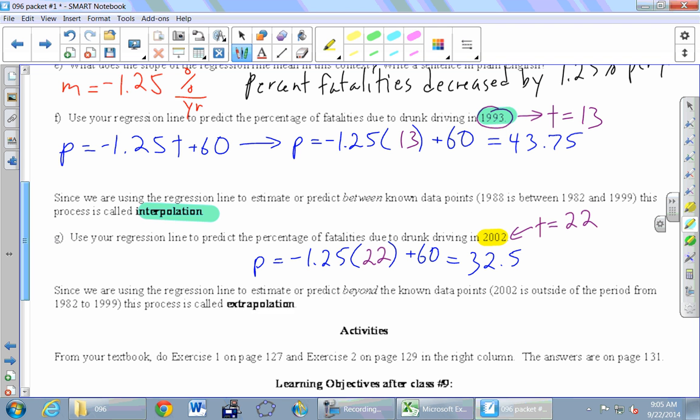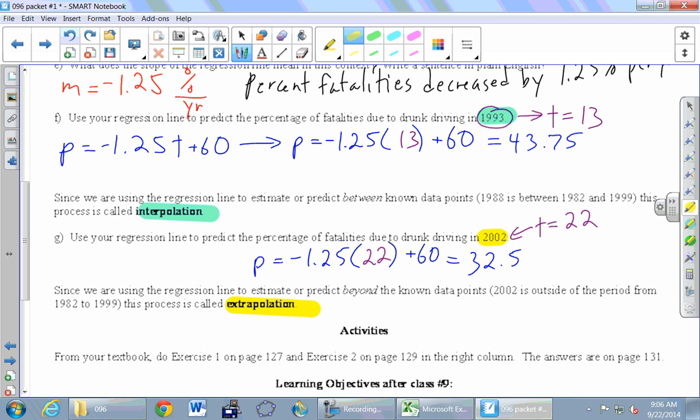Inter means between, right? But 2002 was beyond the scope of our table, right? It was after the table ended. And when you are after, you're outside of the range, then that is called extrapolation. I'll use a different color here. So when we did 1993, it was called interpolation, 2002 extrapolation. I guess probably that's still interpolation, as long as you're still within the time range.